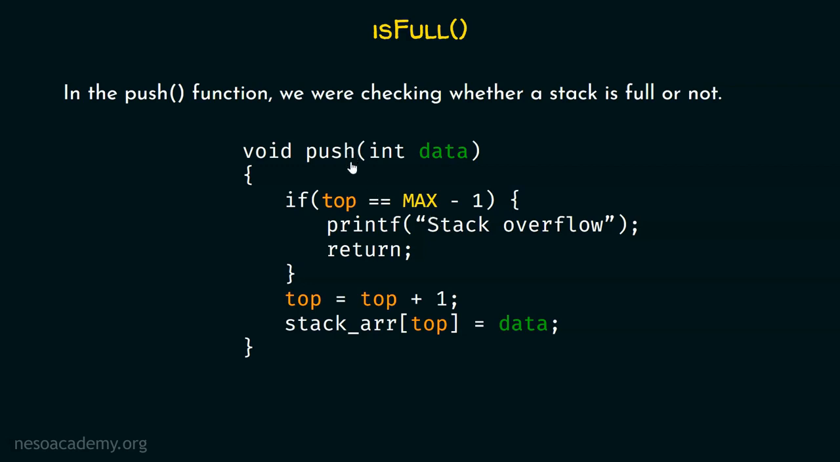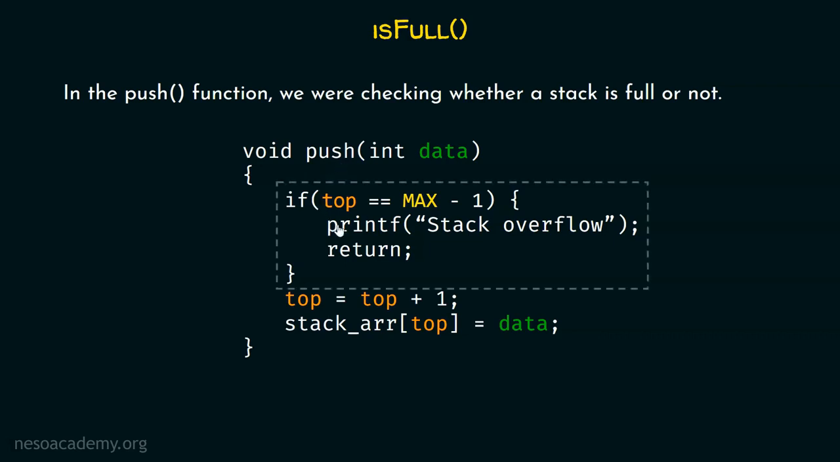In this push function, you can see that first we are checking this condition. If top is equal to max minus 1, then we will simply print this message, stack overflow. We are asking the computer to print stack overflow if the stack is full. Otherwise, we increment the top and put the data inside stack ARR top. This is what the push function is all about.